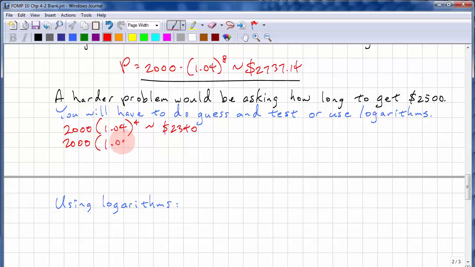2,000 times 1.04 raised to the power of 6. That gives us $2,531. So that's a little bit high. So let's just try 5 years to see if it's any closer. And that's $2,433. We don't need to do cents here because we're just checking the dollars to see which one's closer. And this is the closest to 2,500, so this is our answer.